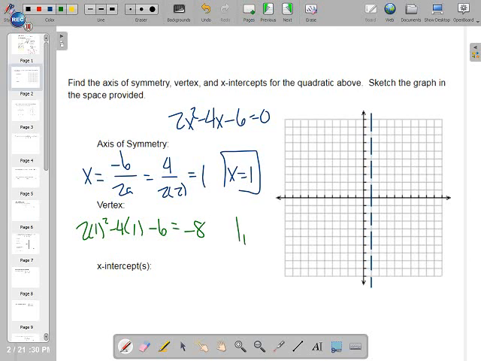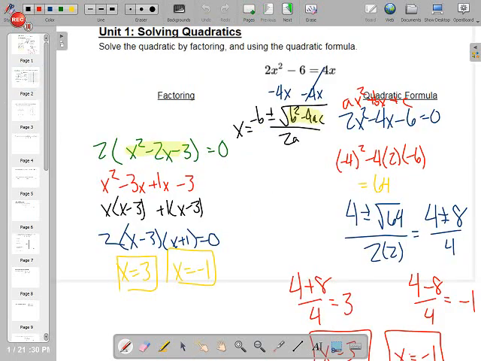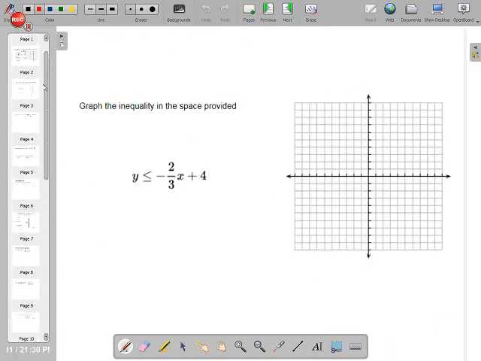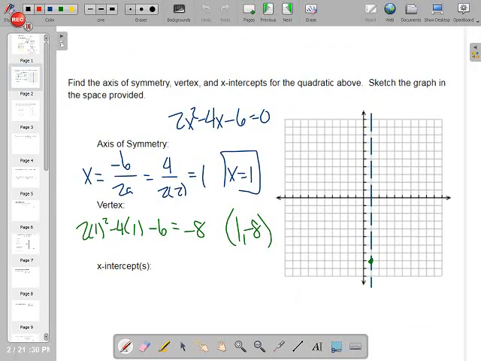You can use your calculator, but the vertex is 1, -8, which is right here. There's your vertex. The x-intercepts are the zeros. But we already found those. They're at 3 and at -1. That's (3, 0) and (-1, 0). So I'm going to put a dot at (-1, 0) and at (3, 0).